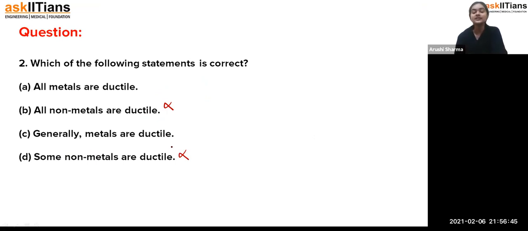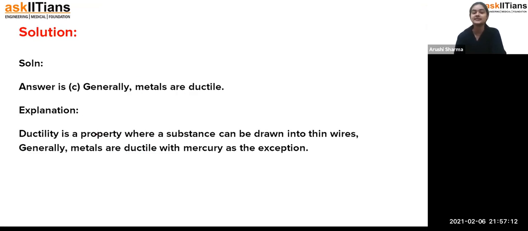But now the difference comes here: whether all metals are ductile or generally metals are ductile. Students, sodium and potassium are very soft in nature and very reactive, so we can't beat them into sheets. So yes, metals are ductile, but not all metals are ductile. So generally this statement is correct, that generally metals are ductile.